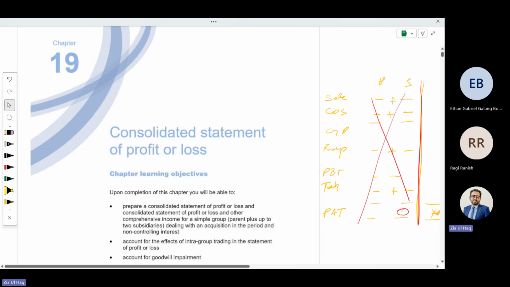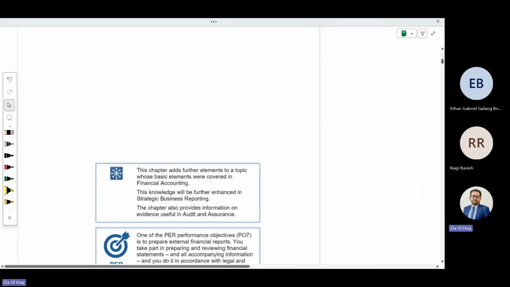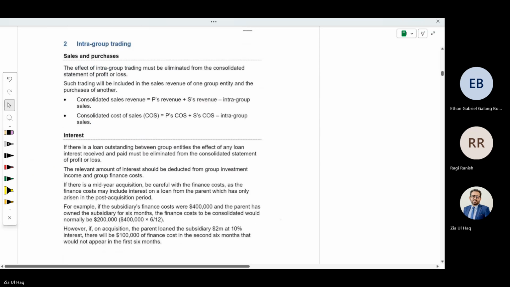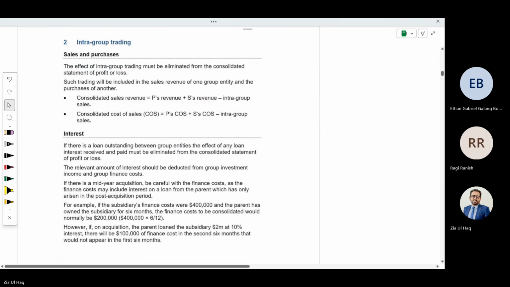So let's discuss a few things. Regarding intergroup transactions, the sale value should be deducted from revenue as well as from cost of sale. That means parent company sales plus subsidiary company sales, less intergroup inventory amount. And cost of sale, we will calculate parent company cost of sale, add subsidiary cost of sale, less intergroup transaction amount.